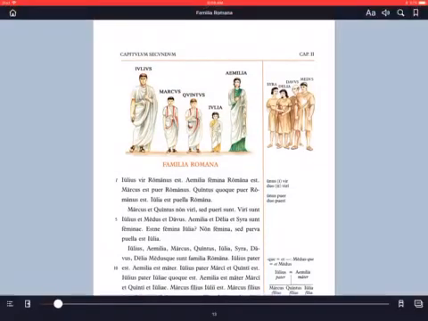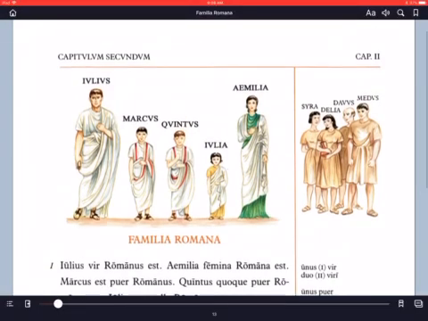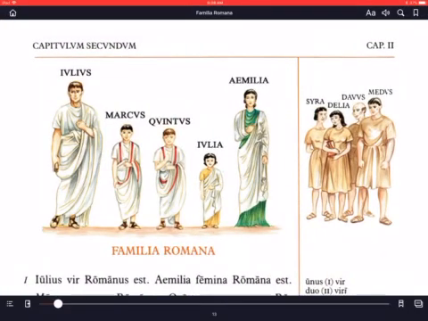Alright, so welcome to this video lesson on Familia Romana, Capitulum Secundum, second chapter. We're going to be looking at the Roman family in the Lingua Latina per se Illustrata book. So here we have a picture of the Roman family that is in the book here.